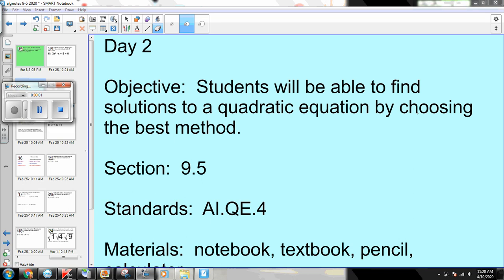Today our objective is to be able to find solutions to a quadratic equation by choosing the best method. This is day 2 of chapter 9, section 5. So today we're going to look at different quadratic equations and we're going to determine the best solution.